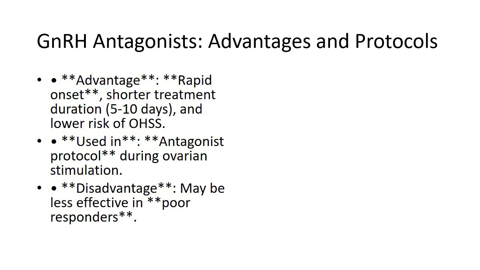GnRH antagonist protocol. GnRH antagonists are introduced during the early phase of ovarian stimulation, usually on day 5 or 6 of stimulation, once the follicles have started to grow. Gonadotropins, FSH or HMG, are administered to stimulate follicular growth, and the antagonist is continued until ovulation trigger.